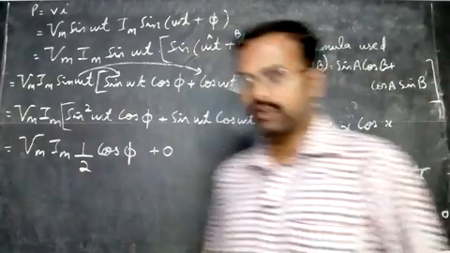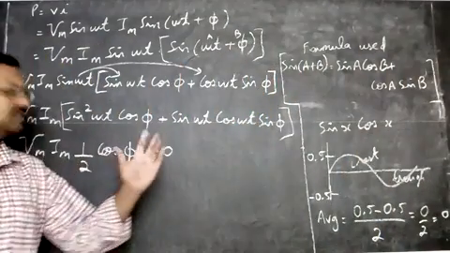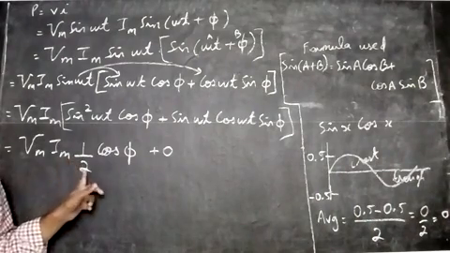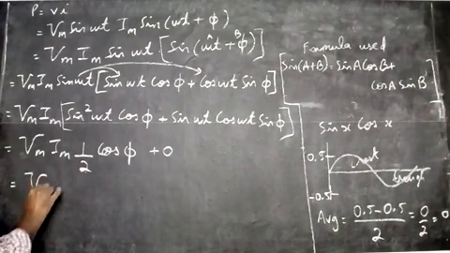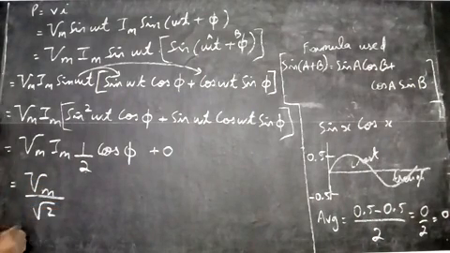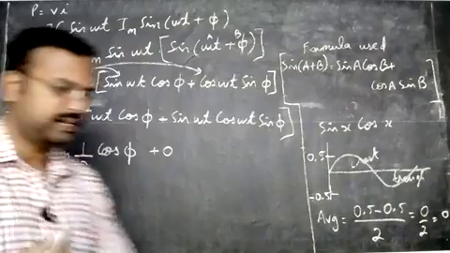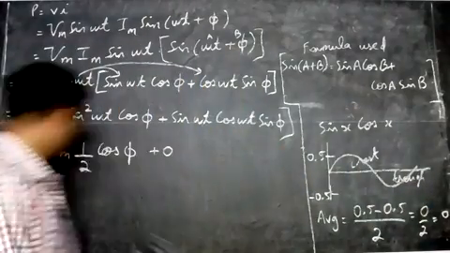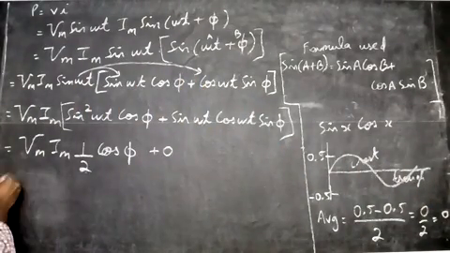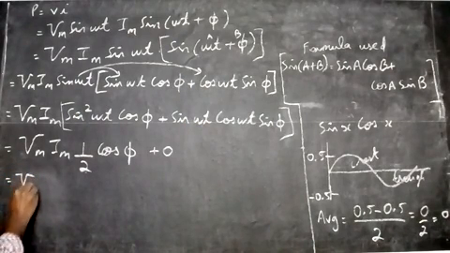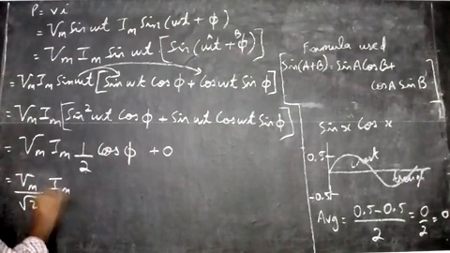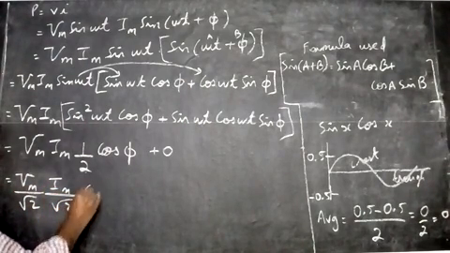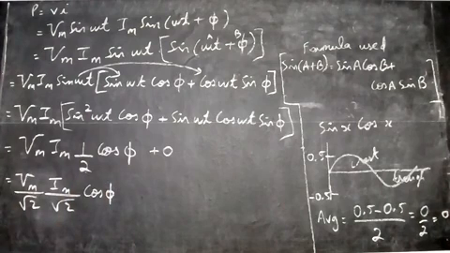Now, one more thing: see that this half is there. 2 we can write as root 2 into root 2. So what you get here is Vm by root 2 into Im by root 2 into cos phi.